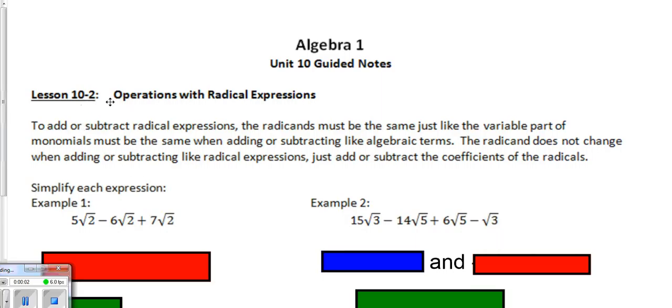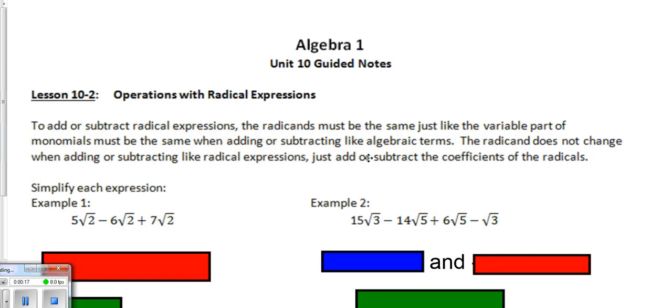All right, lesson 10.2 is all about operations with radical expressions. By operations, we basically just mean adding and subtracting them. So to add and subtract radical expressions, the radicands must be the same, just like the variable part of a monomial must be the same when adding or subtracting like algebraic terms.